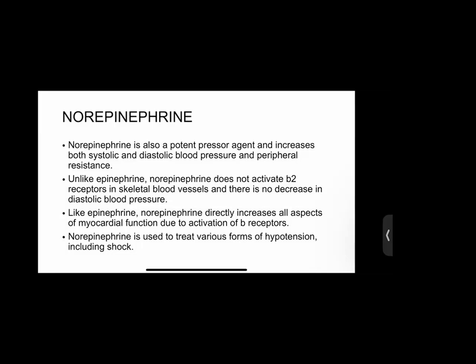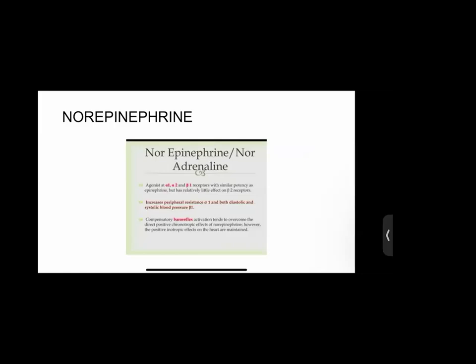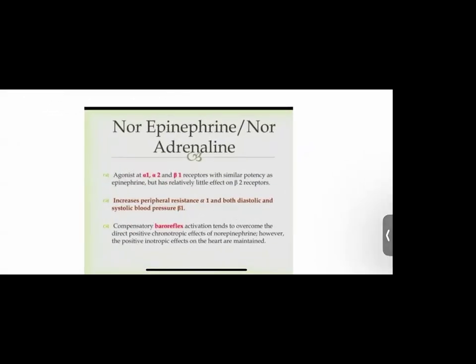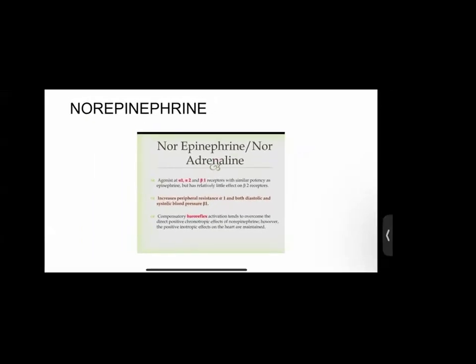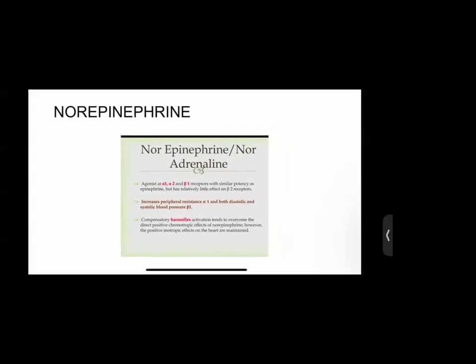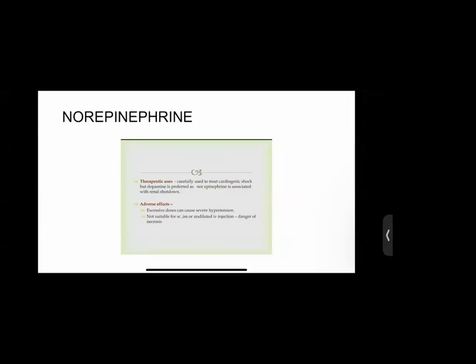So the next slide is the summary of the norepinephrine. It has alpha-1, alpha-2, and beta-1 receptor effects with similar potency as epinephrine, but it has very little effect on beta-2. So it increases peripheral resistance, that is alpha-1, and both diastolic and systolic pressure. Maybe we'll move to therapeutic uses: it can be used in cardiogenic shock, but dopamine is preferred as norepinephrine is associated with renal shutdown, while dopamine has a vasodilatation of the renal vessels.